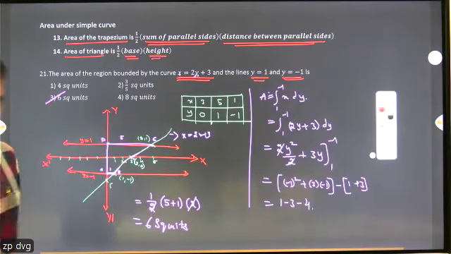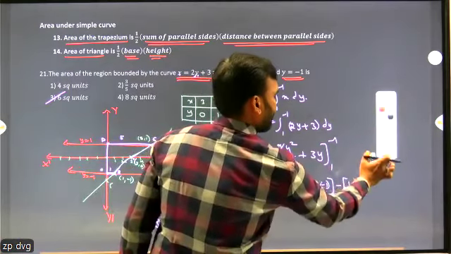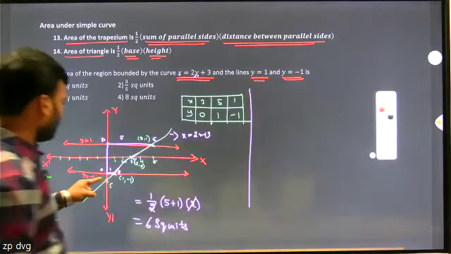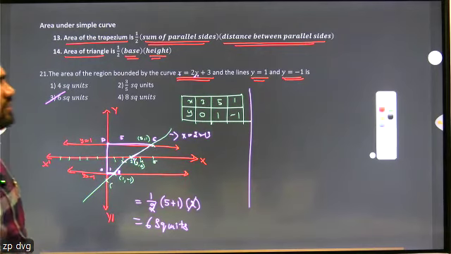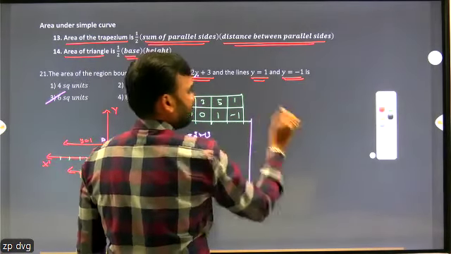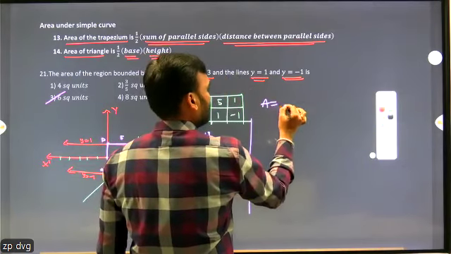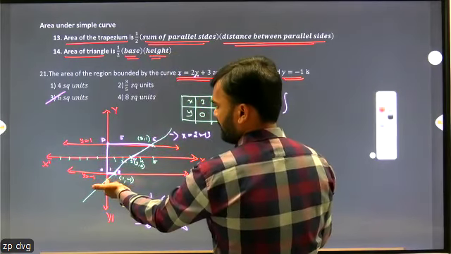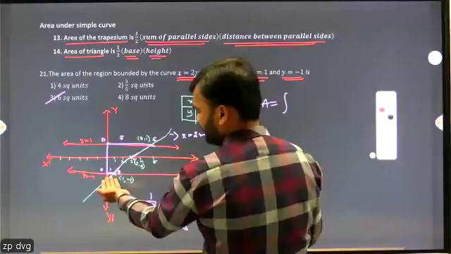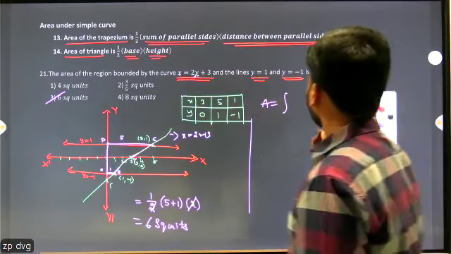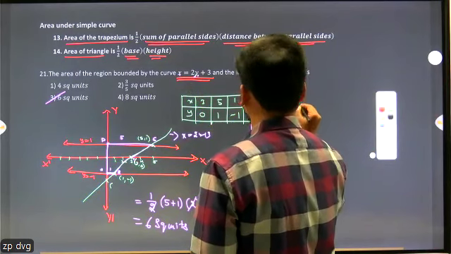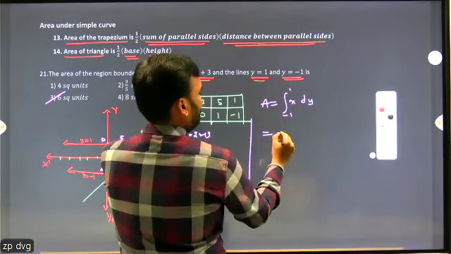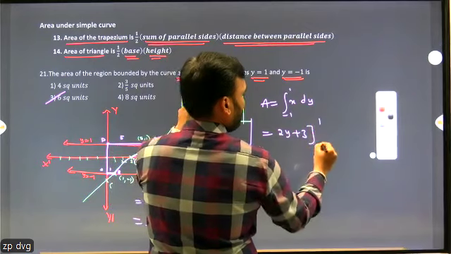See, the second method. The limits given are -1 to 1. Okay? The required area A is equal to the integral from -1 to 1 of x dy. I want to find this region, so limits are in terms of y and the equation is in terms of x. Here x means 2y plus 3.